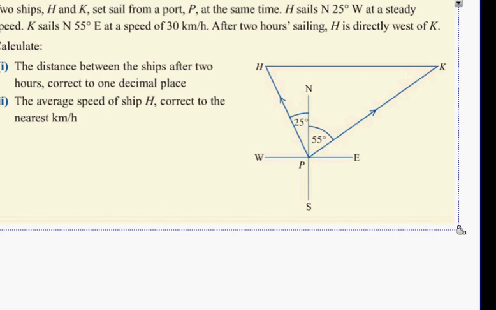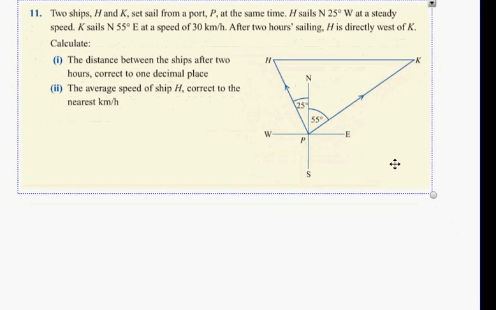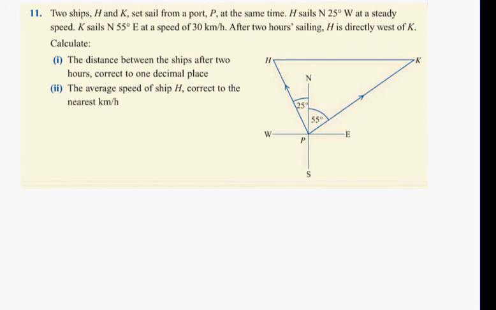Now, 2 ships. H and K set sail from port P at the same time. H sails north 25 degrees west at a steady speed. K sails north 55 degrees east at a steady speed. After 2 hours of sailing, directly west of K, calculate the distance between the 2 ships. What exactly is the distance between the 2 ships? This one and this one. The length in between those 2 spots there.